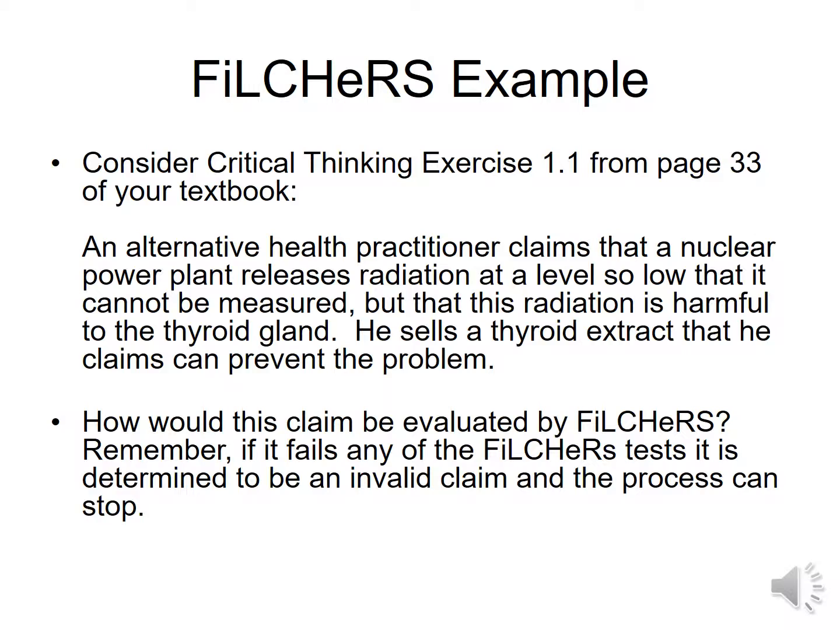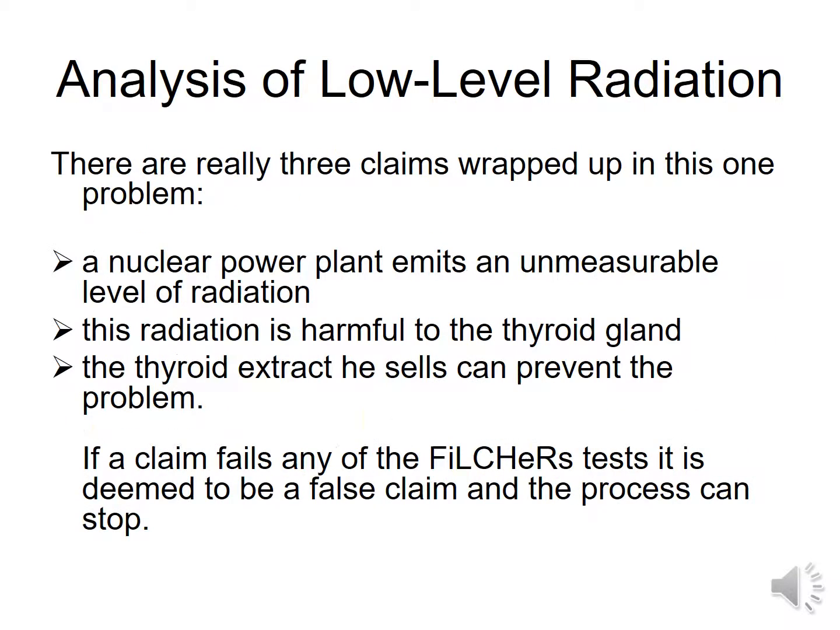Okay. And remember, if it fails any one of these tests, it's done. It's not a valid claim, and we can stop. We don't have to go through all 6. So let's look at this claim. This claim really has, in my opinion, 3 claims wrapped up in it. One is a nuclear power plant emits an unmeasurable level of radiation. The second claim is the radiation is harmful to the thyroid gland. And the third claim is that the thyroid extract he sells can prevent that problem. If it fails any of the FILCHERS tests, then it's not going to be a valid claim.